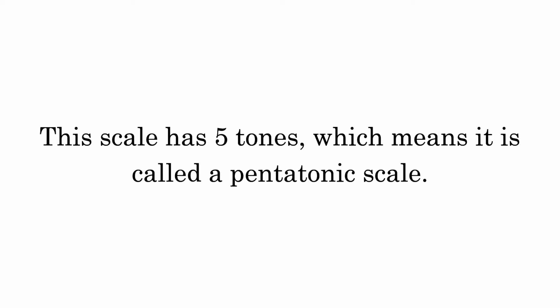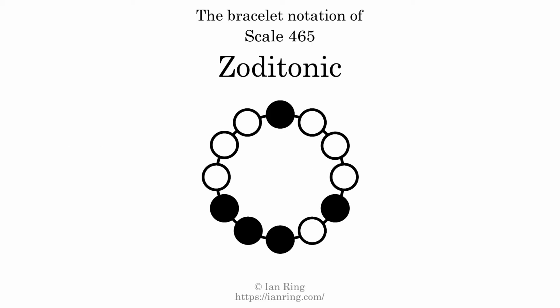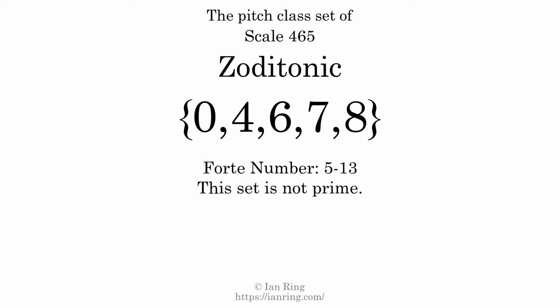This scale has 5 tones, which means it is called a pentatonic scale. This is a bracelet notation diagram of scale 465. The shaded circles represent tones that appear in the scale, and they are read clockwise, starting at the top. The pitch class set for this scale is 0, 4, 6, 7, 8. The fault class is 513. This set is not prime.